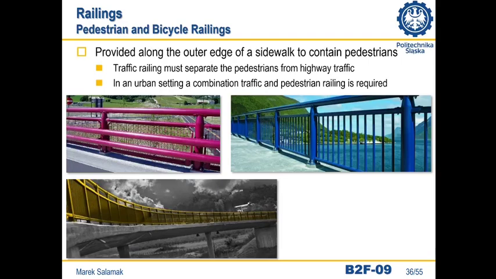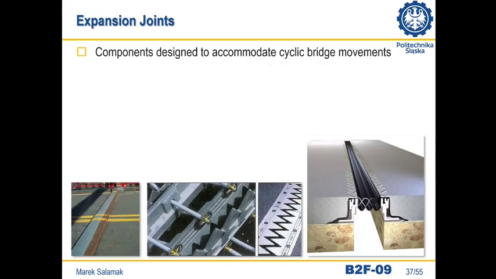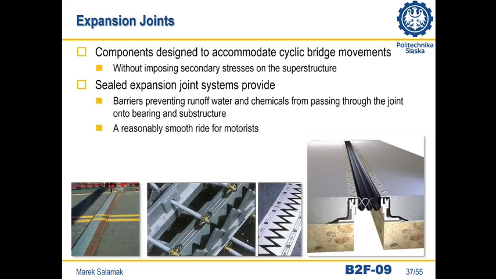Balustrades are mounted on the outer edges of the bridge. It is designed for lower horizontal loads than energy-absorbing barriers. The height of the railings is 1.1 meters, and when moving bikes, up to 1.3 meters. The next group is expansion joints.